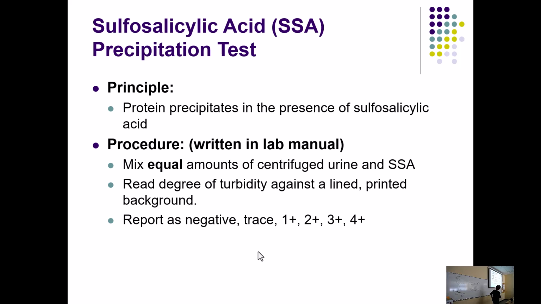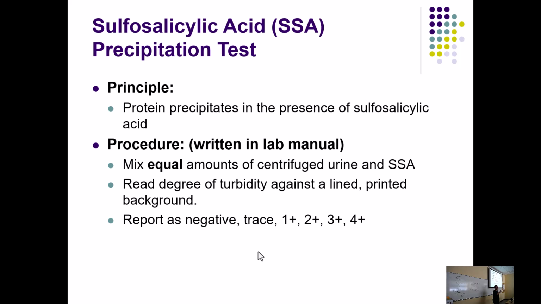So a protein precipitates in the presence of sulfosalicylic acid. So what we do, it's in your lab manual. Again, do not memorize the procedures. You can memorize how to dip, because you're going to be doing millions of those. But for the most part, when you have these other procedures, your instructions are always going to be with you. So you mix equal amounts of centrifuged urine and SSA. We have to centrifuge it if it starts cloudy. If it's a clear urine to start, you don't have to worry about it. But if it starts cloudy, we're going to be looking for precipitant.